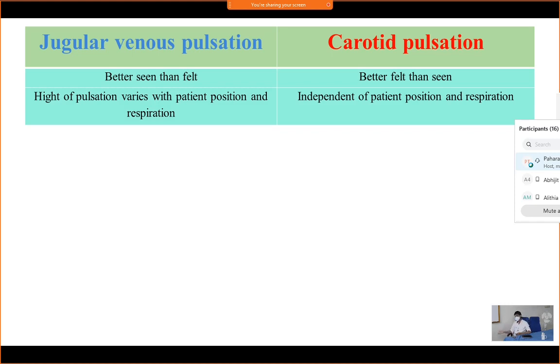So if your patient lies down, then you are able to see the pulsation. And if you ask him to sit down, then it may vanish. But carotid pulsation is independent of the patient position and respiration.